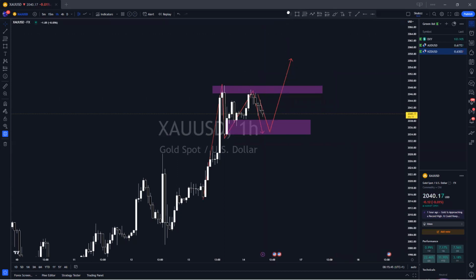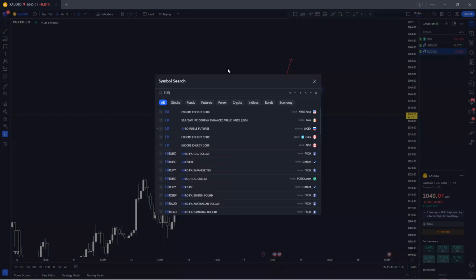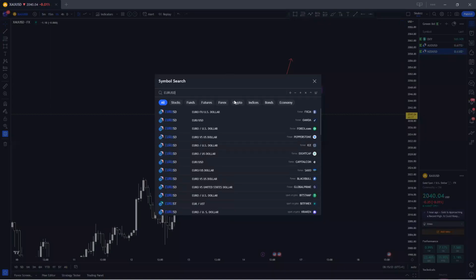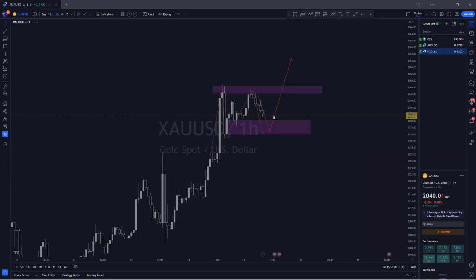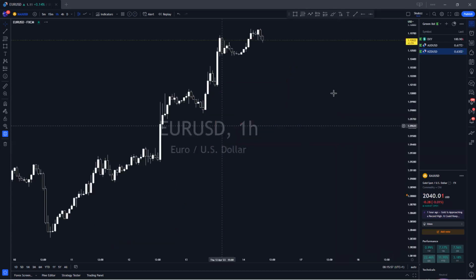How about Euro USD? Let's see. I'm just having that feeling it's going to be the same thing. Why is my TradingView misbehaving? Okay, cool.